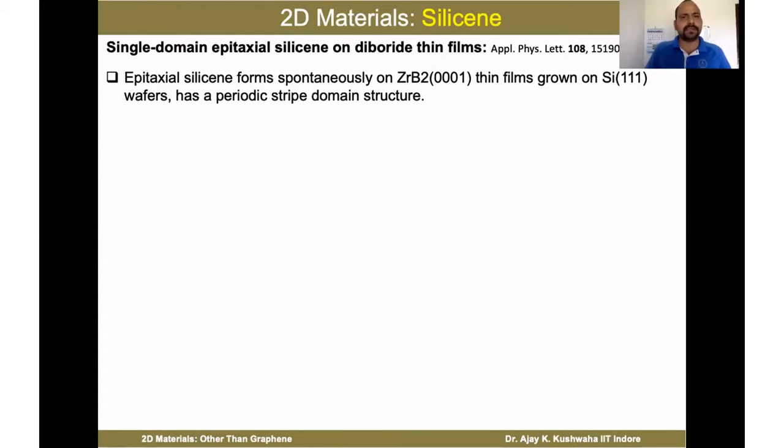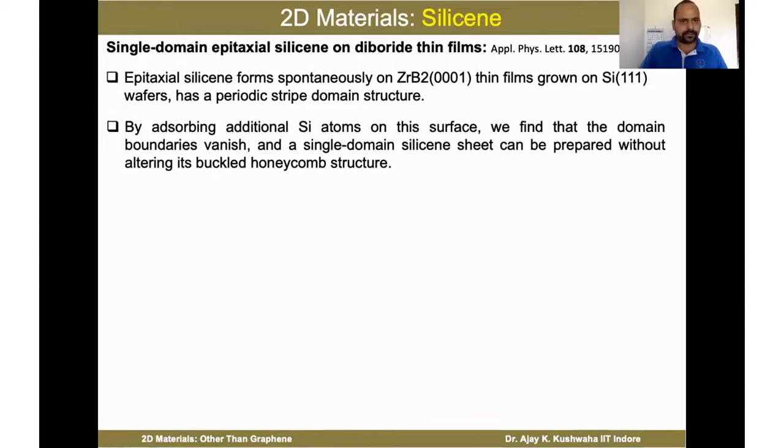So epitaxial silicene forms spontaneously on ZrB2 (0001) thin film, which was grown on the silicon. So basically silicon wafer, then ZrB2 film, and then on top of that they have grown the silicon monolayer. So here they are saying that by adsorbing additional silicon atoms on the surface, we find that the domain boundary vanishes. So earlier it was having the domain boundaries, but if we keep applying the silicon atoms, then that boundary will not be there, and a single domain silicene sheet can be prepared without altering its buckled honeycomb structure.